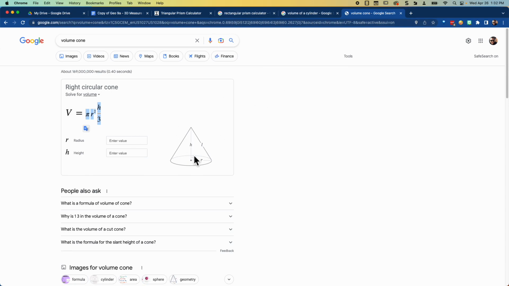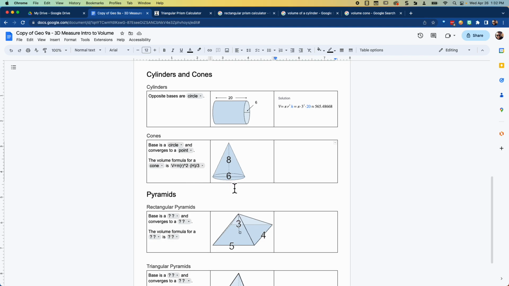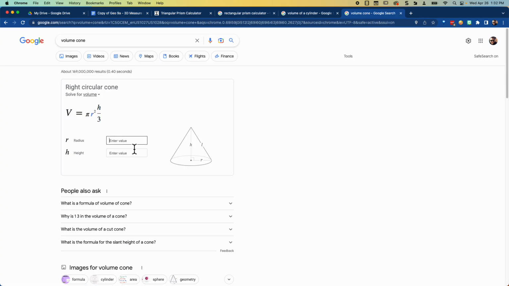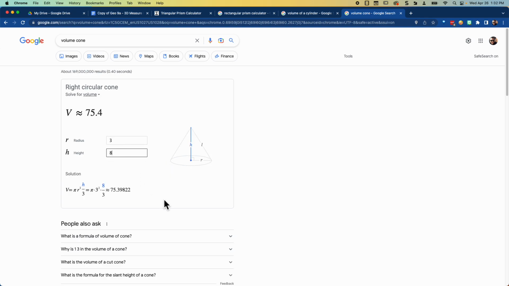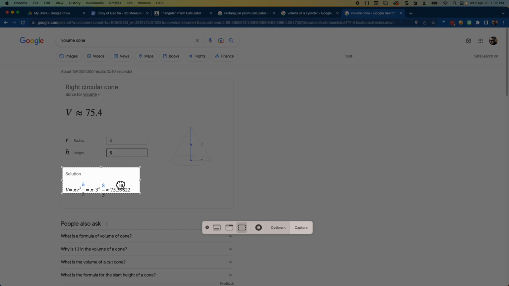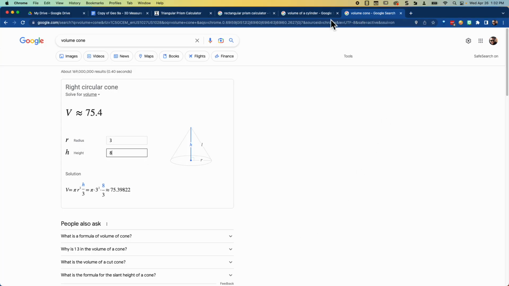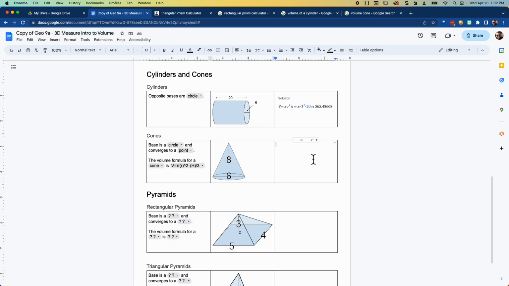So we need the radius, and we need the height. We don't need this diagonal line, which is called like the lateral edge there. So we need the radius. Now I see that it's 6 across, which means my radius again is going to be 3, and my height is going to be 8. So the radius is 3, the height is 8. That gives me this calculation right here. I'll copy and paste it, put it in here.